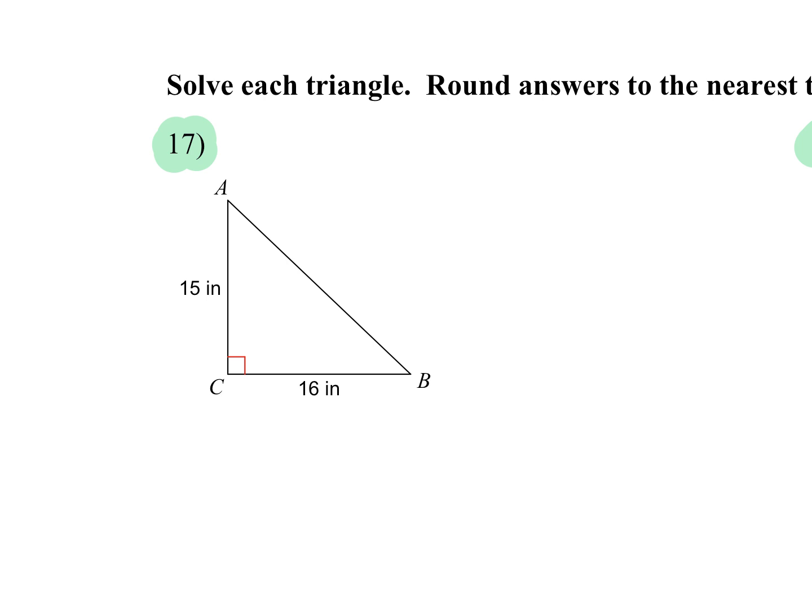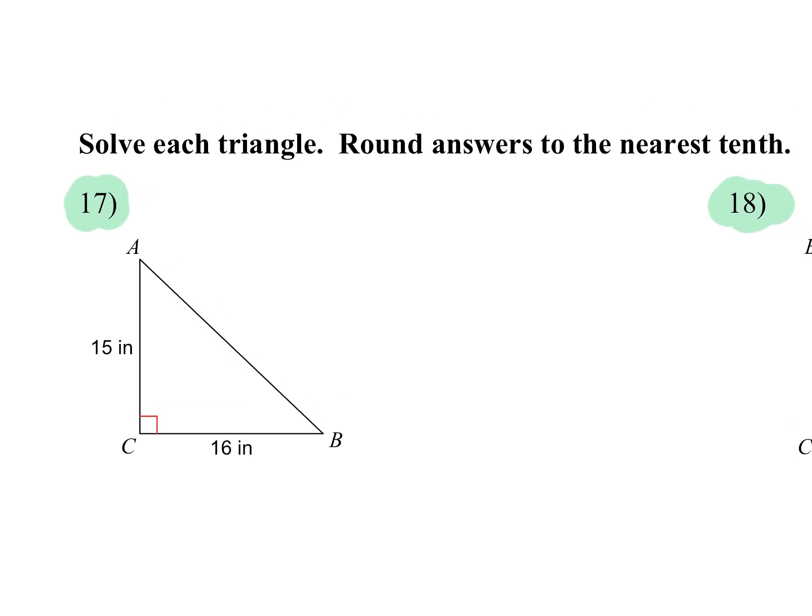What's one piece of information we can find? Sure, let's try to find side C. How would we do that? Yeah, right, we would use A squared plus B squared equals C squared. So let's do 16 squared plus 15 squared equals C squared, right? All you're doing is you're plugging this in your calculator. We get 481. And then square root, and so we should get C equals 21.9.